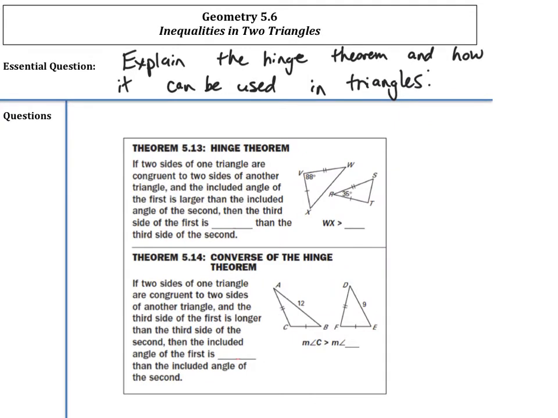Okay, so the hinge theorem says that if two sides of one triangle are congruent to two sides of another triangle, and the included angle of the first is larger than the included angle of the second, then the third side of the first is longer than the third side of the second.